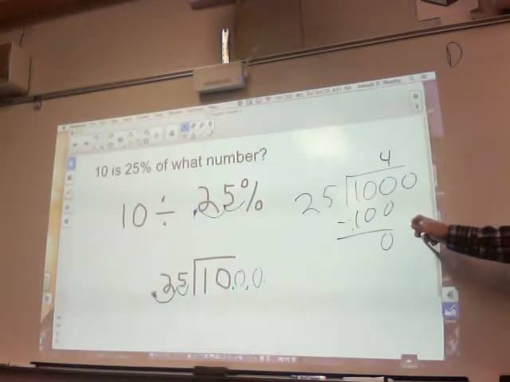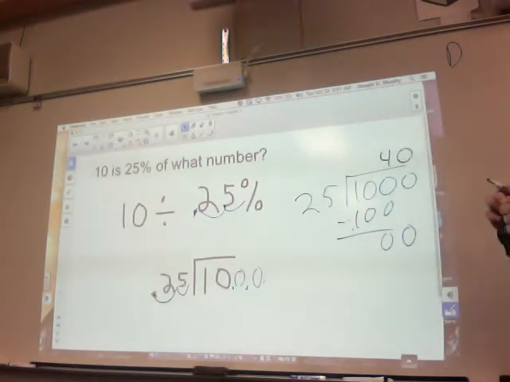Minus that, I have to bring down my 0. How many times can 25 go into 0? 0 times. The answer is 40. So 10 is 25% of what number?